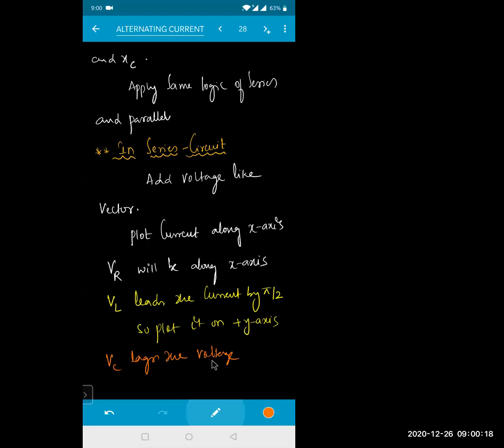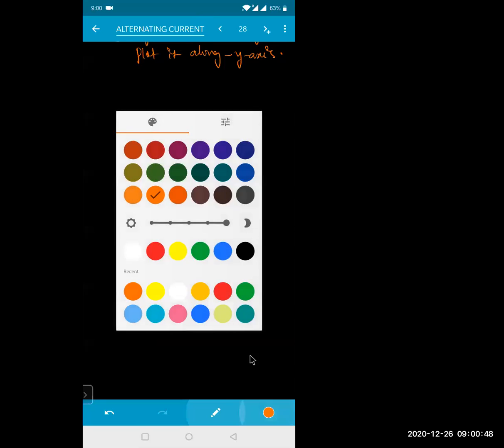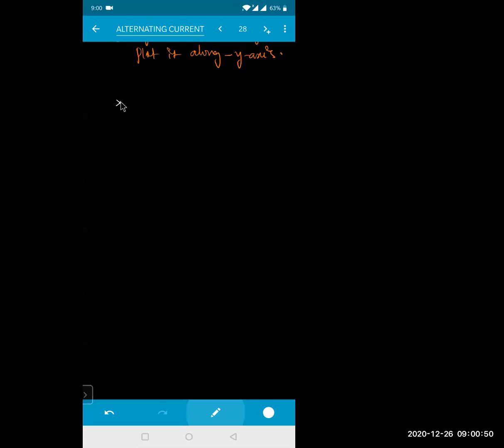Okay, VC lags the voltage by pi by 2, and VL leads the current by pi by 2. What do you do? Plot it along the negative y-axis. Find the net voltage along the y-axis, then combine VR and V net along the y-axis by vector addition. So it is a simple logic we need to apply for this one.